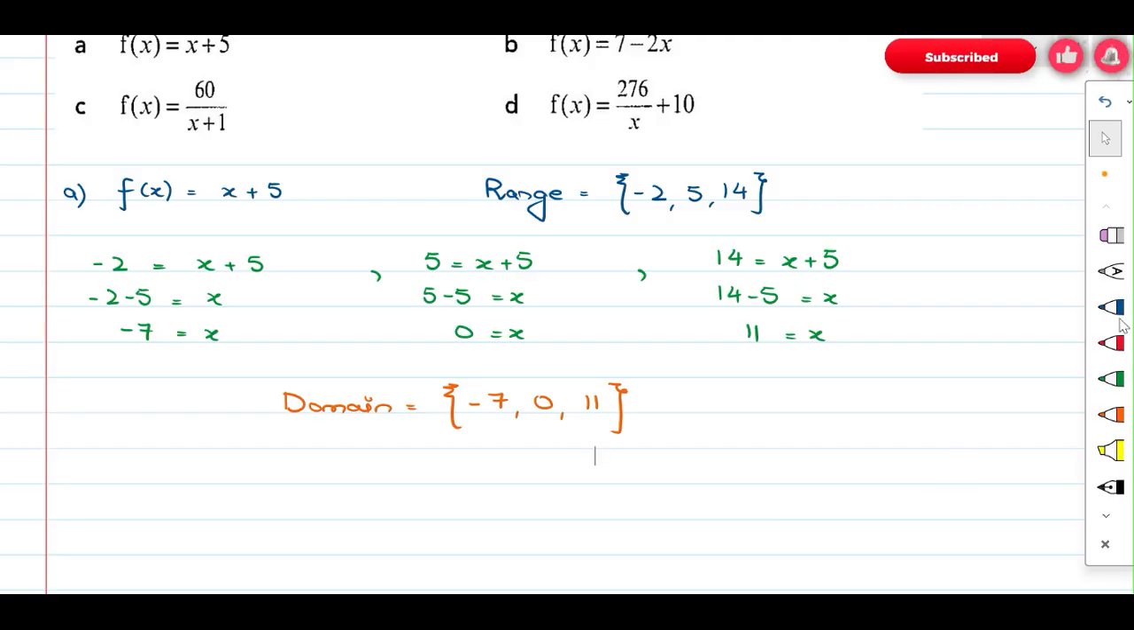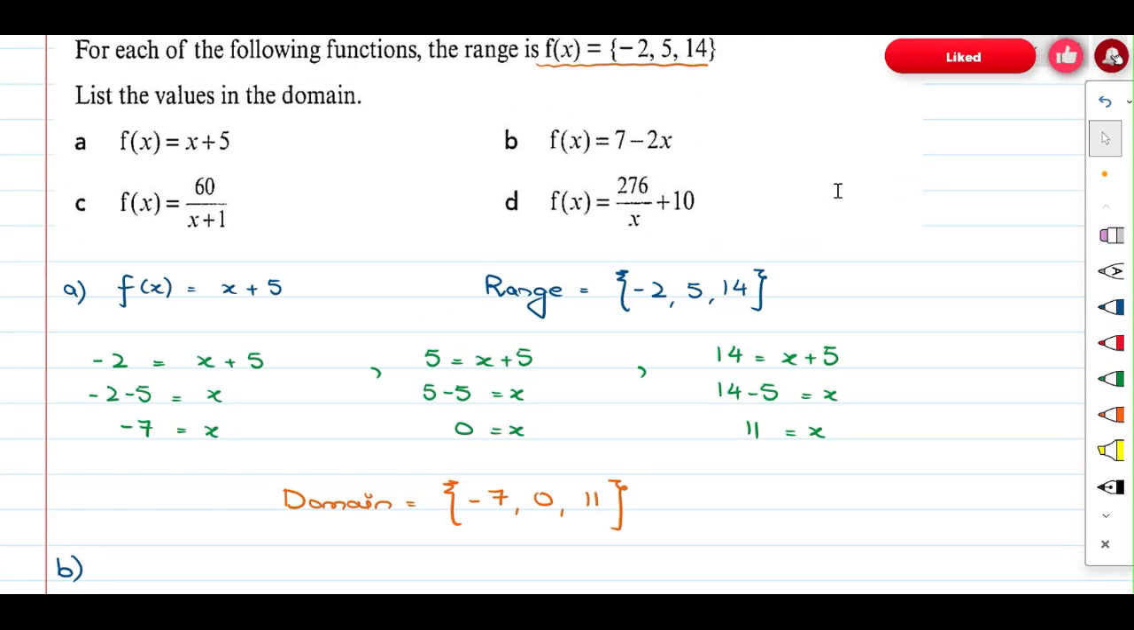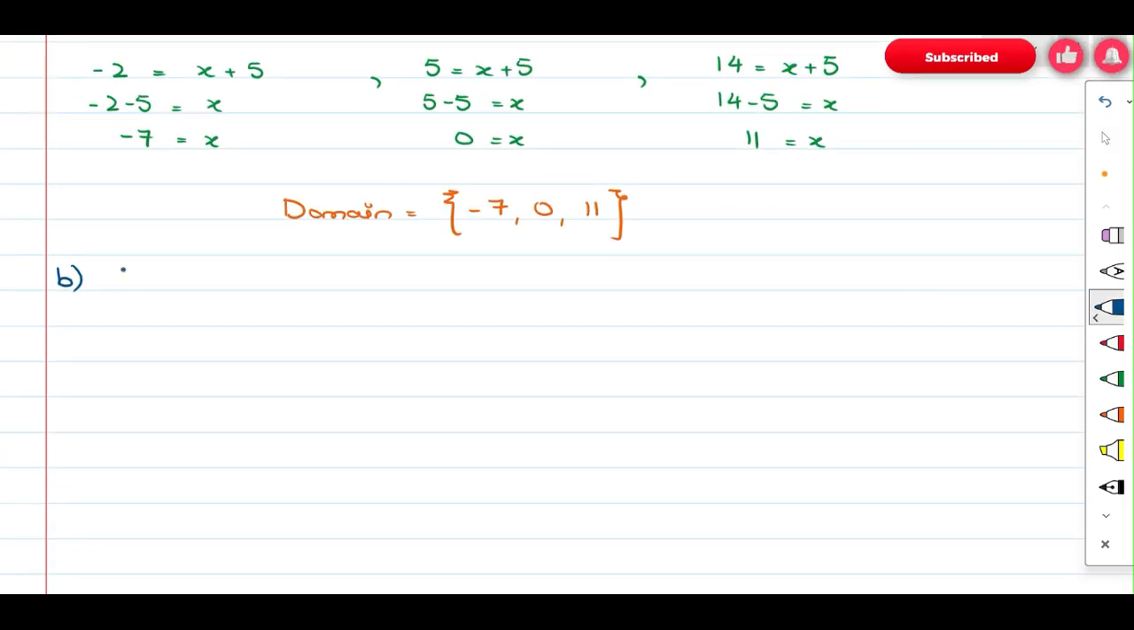Okay, now let me practice the second part, part B. Let me solve it. 7 minus 2x is the function. f of x equals 7 minus 2x. Again, let me show you. The range of this function is given. The range is -2, 5 and 14. This range is given. How do we solve for the domain of this function? It means the range is the output. f of x is given, solving for x.